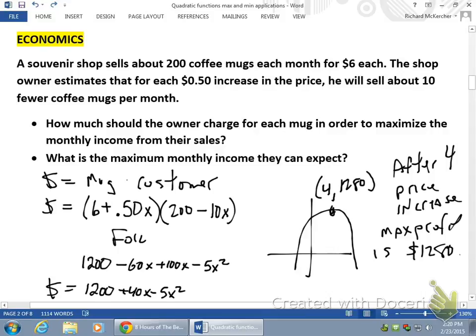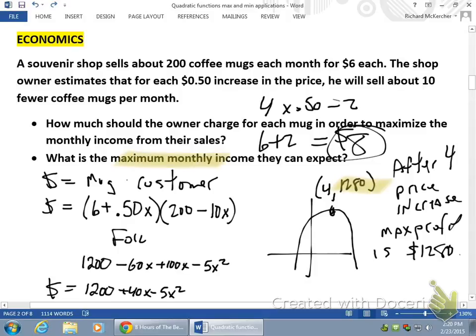Okay, how much should the owner charge to maximize his profit? Well, he needs to go up 4 price increases. So if he goes up 4 times 50 cents, 4 times 50 cents is $2. So he needs to do 6 plus 2. He needs to charge $8. And how much can he expect on his maximum? Well, I already gave us that. So the maximum monthly income will be $1,280.